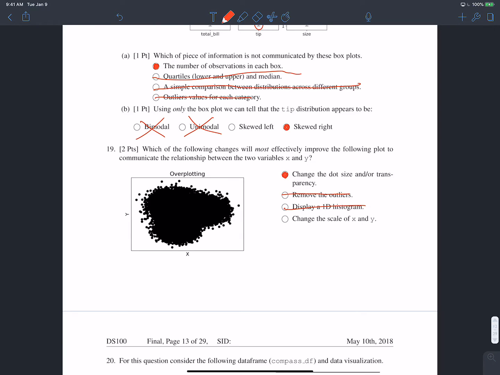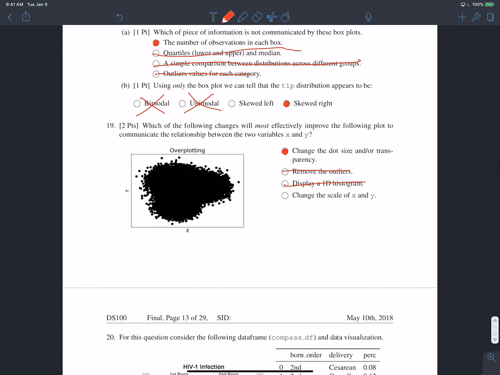Because again, the issue is that we have many, many values in one area, and even if we stretch out the X and Y axes, that could still be an issue. Whereas if we change the dot size and or add some transparency, we would be able to see which areas, with darker colors, are more populated. And that's a trick that we've seen time and time again in the textbook and in lecture. Changing the transparency and the size of these dots. Okay, so that's question 19.